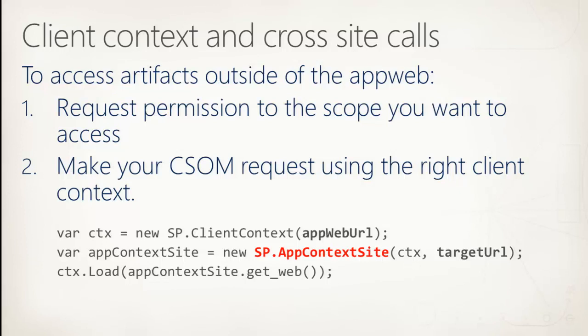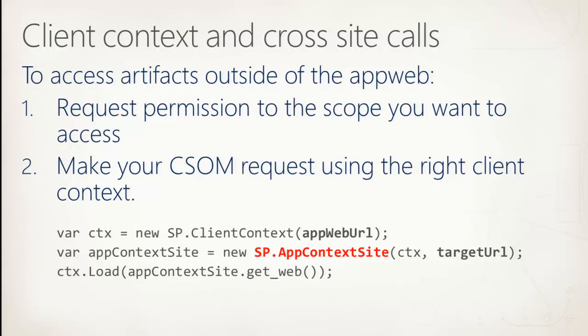Okay, this is a slide that I have here to address some confusion that I've seen from people when they first start building apps. You can use the JavaScript object model or REST to interact with data that is inside of the app scope. But what I've seen is that most people get confused when they want to interact with data that is outside of the app scope, of the app web.